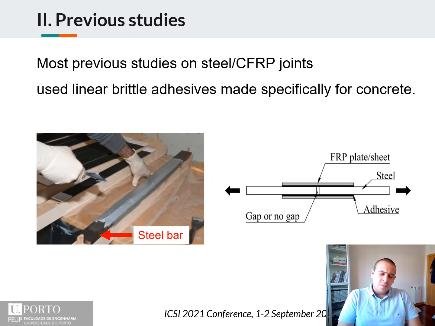And another important reason that is very related to this presentation is that most previous studies on steel CFRP joints used linear brittle adhesives made specifically for concrete, as you can see here in this figure where the adhesive has the same color as concrete, it's gray, and it is mainly made for concrete structures. It may provide some satisfactory results, but not enough to boost this technology in the steel construction industry.